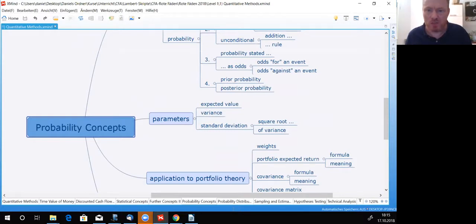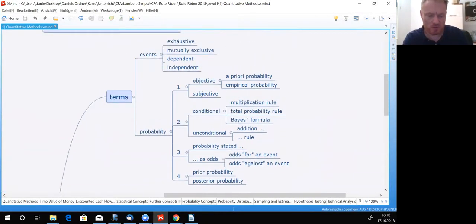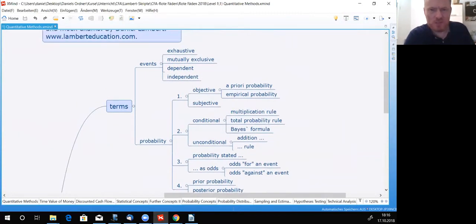I just want to make sure again that you can see everything I write. Let's see. This is here, this is there. Okay, now I think you can see this, the probability concepts. You can see my mind maps, the mind maps we created for CFA candidates for CFA Level 1 as well as for CFA Level 2.